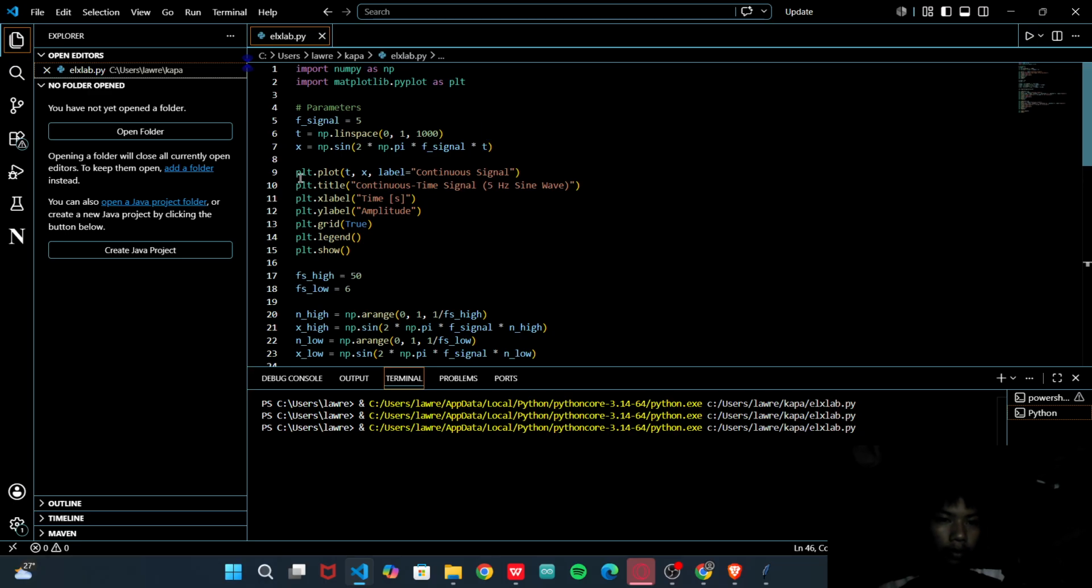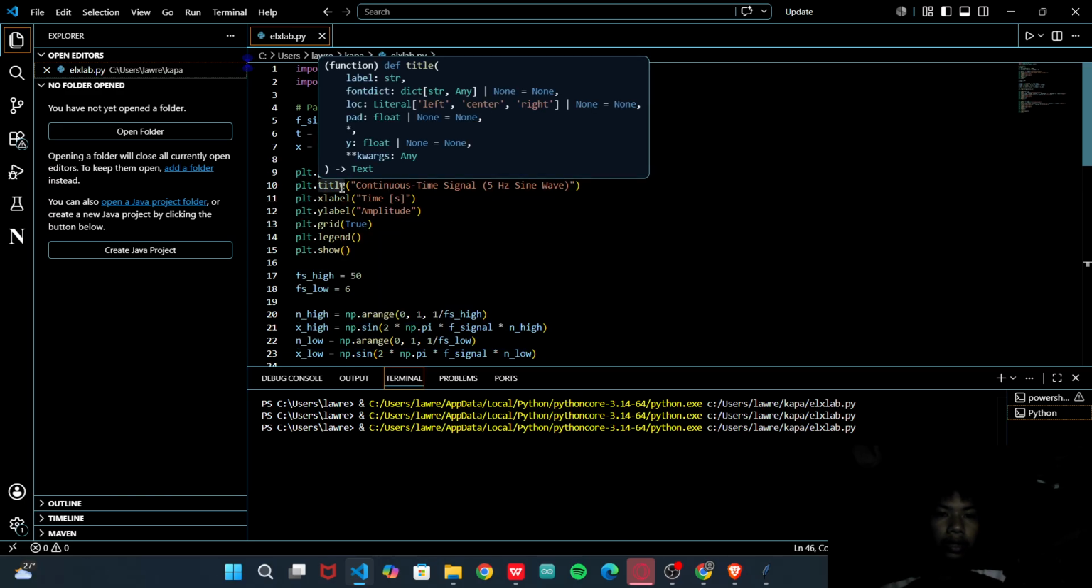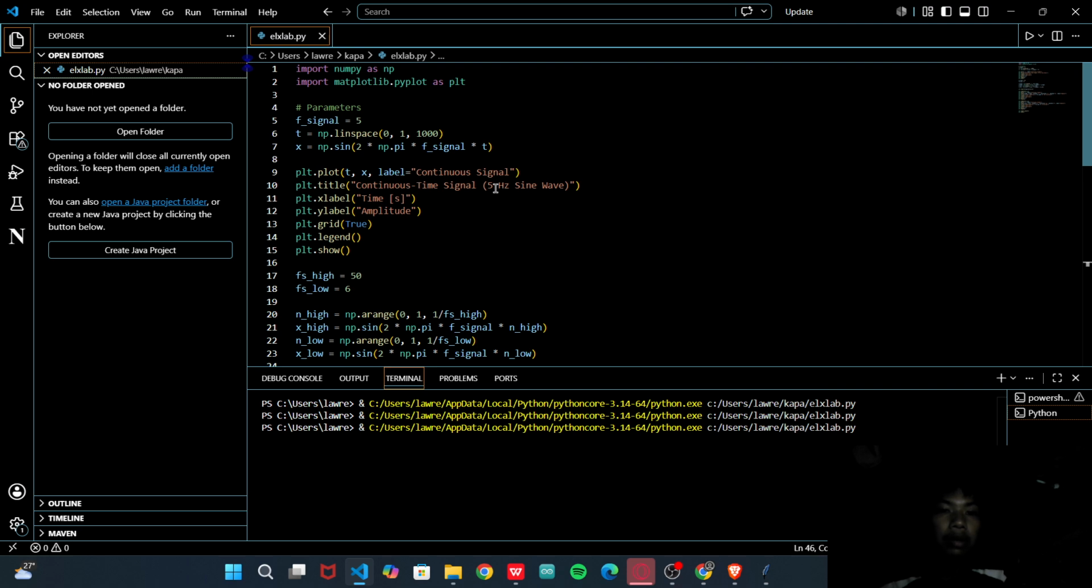So here we plot the signal. We have the plot with the label continuous signal. For the title, continuous time signal, 5 Hz sine wave. Then we put the x label time, then the y label amplitude. Then we add the legend and show the plot.